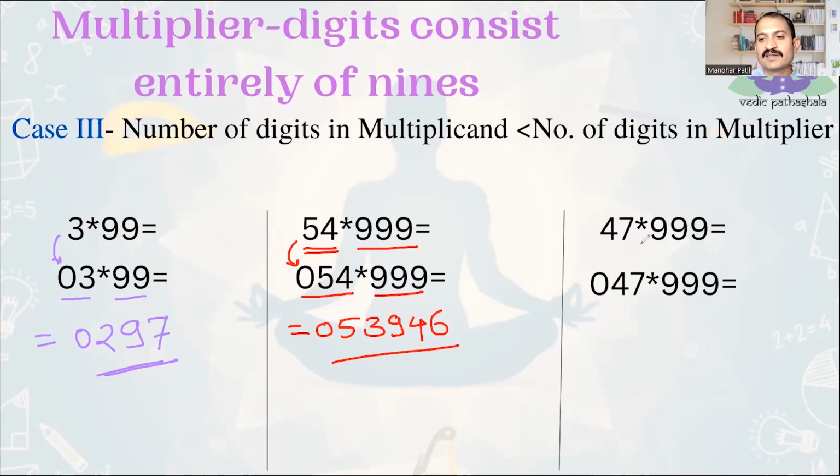53946. The next one is we are converting 47 into 047. Reduce 1 from the multiplicand: 046. And then reduce this number from 999. So 9 minus 0 is equal to 9, 9 minus 4 is equal to 5, 9 minus 6 is equal to 3. So this is your answer. Right? This is how you can solve.